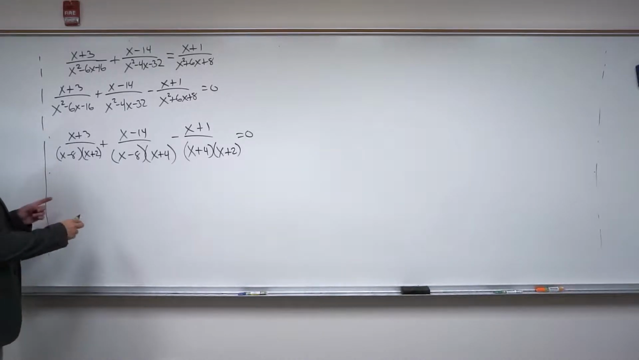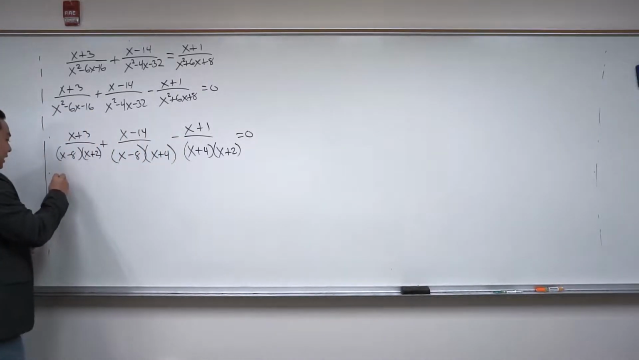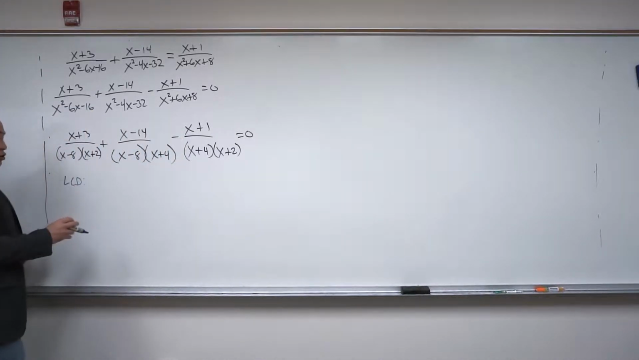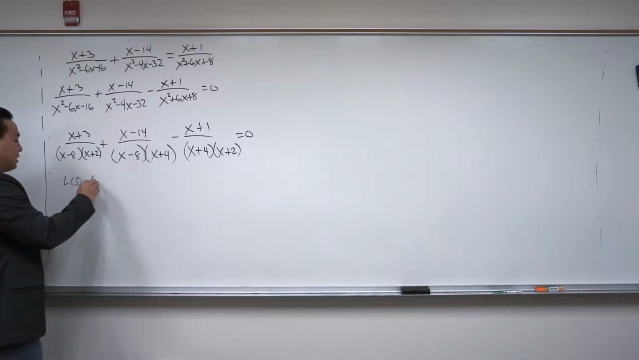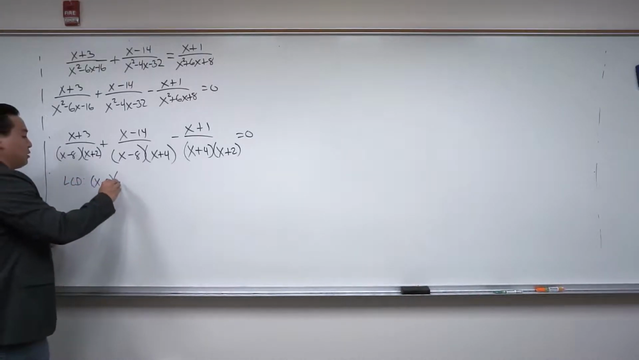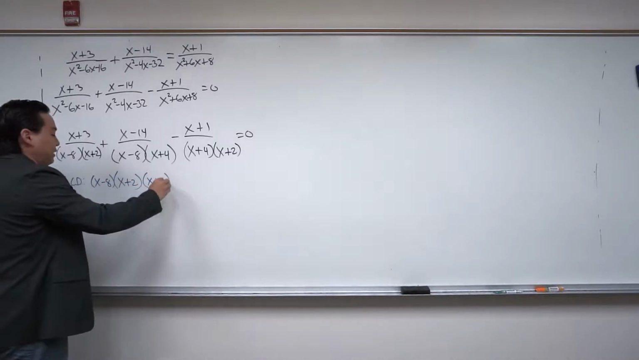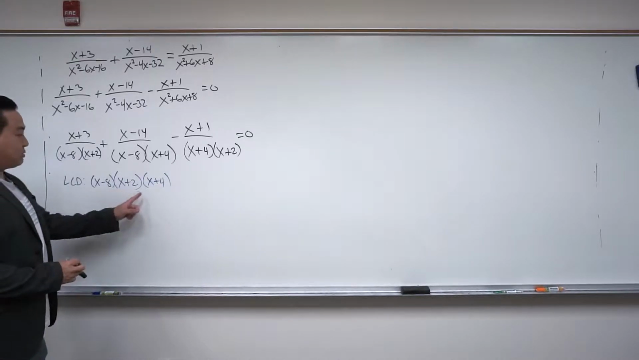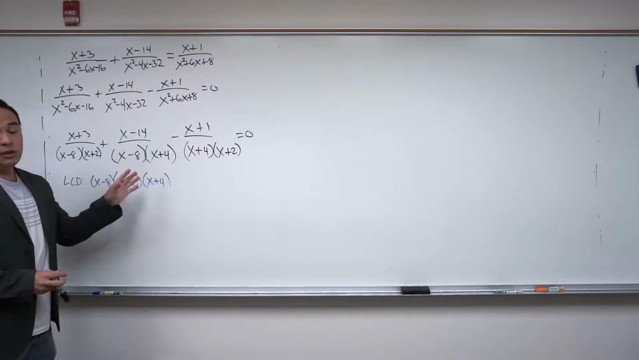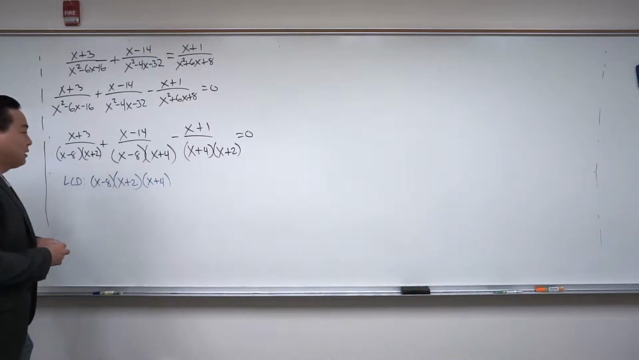Okay, so let's find the LCD. So the LCD, you try to find each of the unique factors in the denominator. So there's an x minus 8. There's also an x plus 2, and there's an x plus 4. These are all the unique factors in the denominator. Their highest power for each of these is 1. So the LCD is just the product of all three of these.